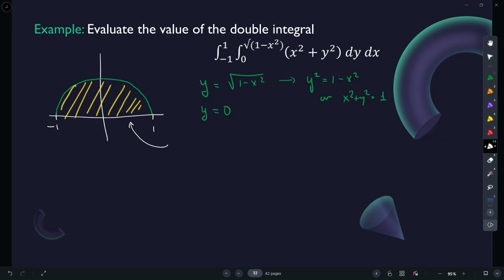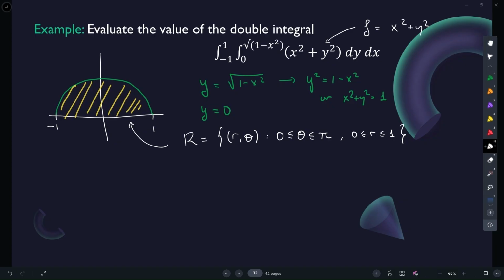This region is better expressed in polar coordinates. It's simply the region where the angle is going between 0 and pi, and the radius is going between 0 and 1. And we're integrating the function x squared plus y squared.